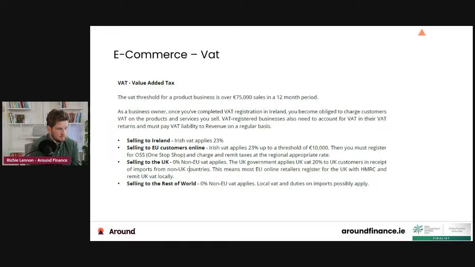Once you start selling into Europe, if you sell more than 10,000 euros on an annual basis, you can no longer just charge Irish VAT. You need to charge local European VAT.